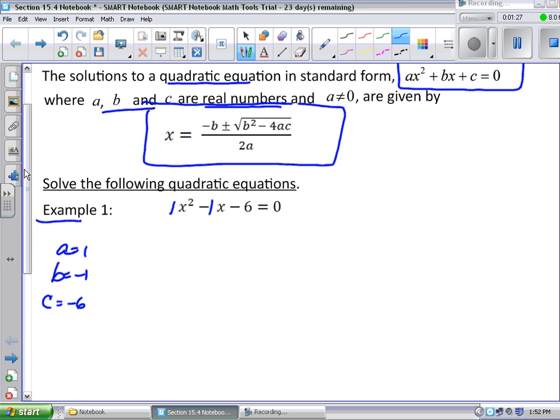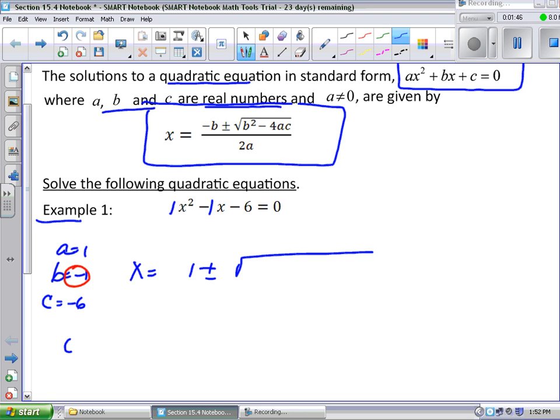Okay, so maybe you might want to practice that to help yourself remember the quadratic formula. x is equal to negative b. That means the opposite of b. So we're going to have x is equal to 1 plus or minus the square root of b squared.